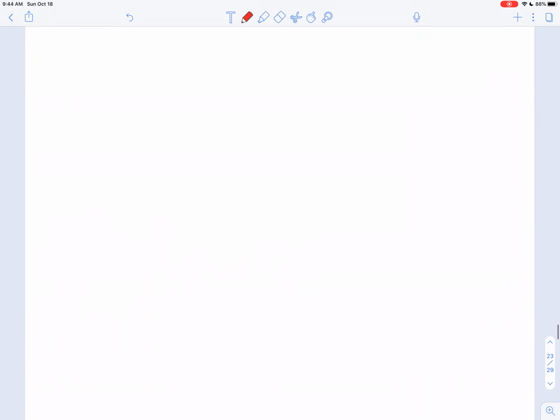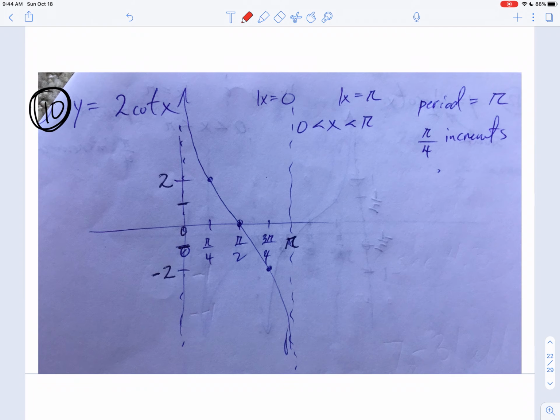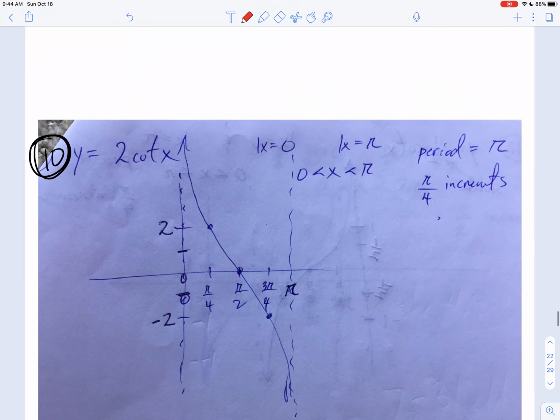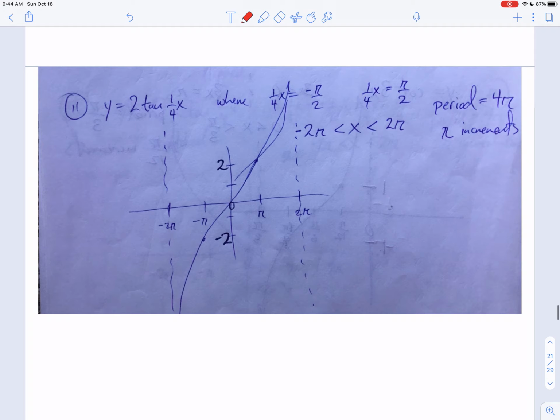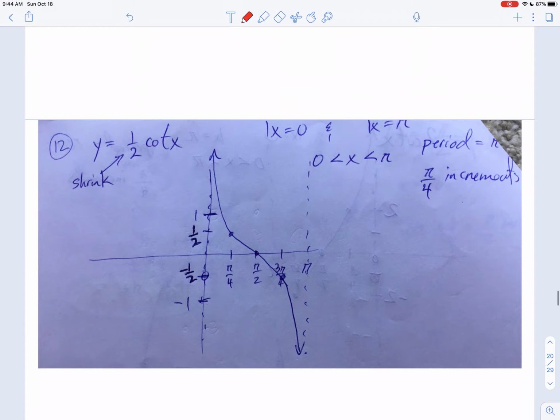Here we go, number 10. If you want it, pause it, take a picture of it. Or you could just come back and watch this video again. Here's number 11. And so on and so on. So here's number 12. Oh, and by the way, just remember they use the word stretch and shrink. If you use a fractional value like that, you're actually kind of shrinking the graph down, compressing it down.